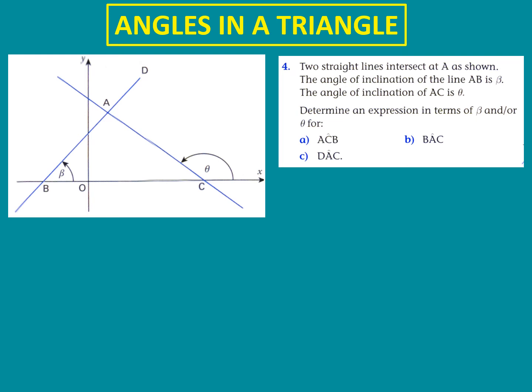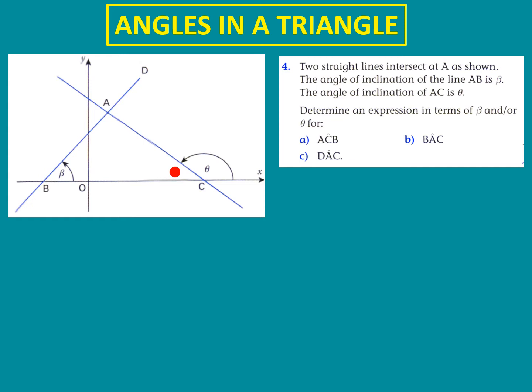We're now going to look at the angles in a triangle as they are asked in coordinate geometry. But we're going to start this lesson looking at question 4, which was the last question in your previous homework. And we have to determine an expression for angle ACB in terms of beta and/or theta. Now if we have a look at angle ACB, it's that angle indicated in red on the sketch.